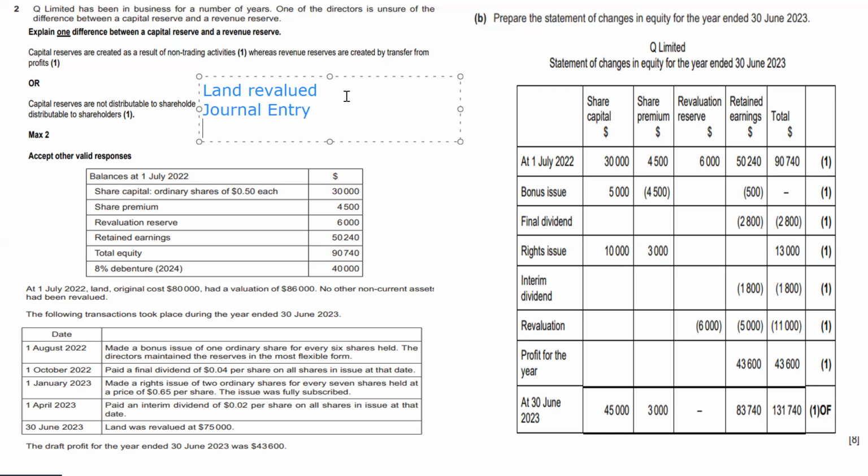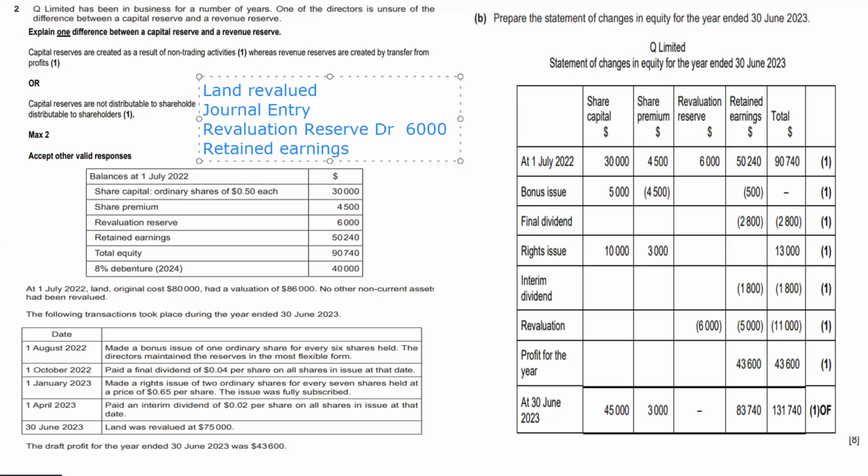So what is the journal entry? It'll be profit debited. Which profit did you debit? Retained profit. So the entry will be revaluation reserve, debit how much? 6,000. And retained earnings debit how much? 5,000. What will be credited?